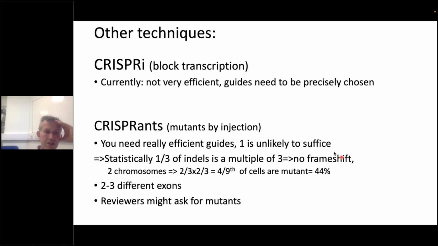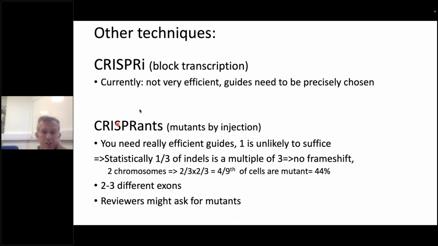So there's a technique called CRISPRi, where, rather than making a mutation or a null mutation, you try to block transcription. I must say that we have spent quite a bit of time with this, and we find that this is not very efficient. We have not had very much success with this. So at the moment, I would not recommend using it, unless there has been a new paper where they show that they have strongly improved this technology.